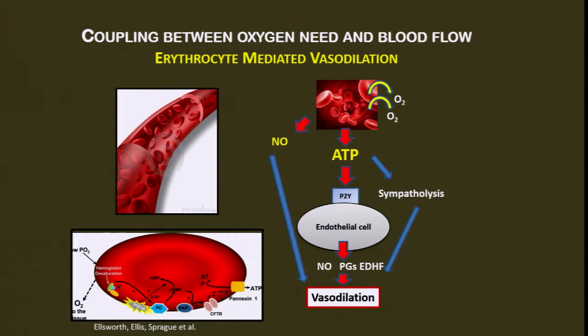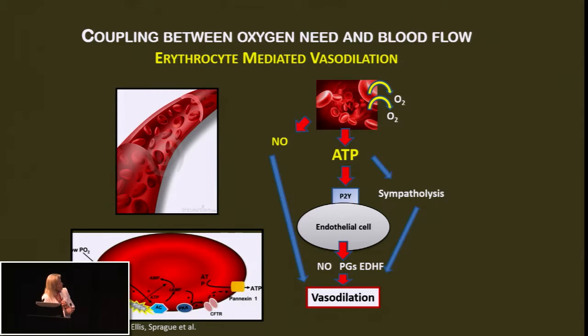And the theory says that when the red blood cells pass through the microvessels and the capillaries, oxygen, of course, is offloaded. This leads to probably a conformational change in the hemoglobin, causing release of the vasodilator nitric oxide, which can induce vasodilation, and release of ATP, which acts on a purinergic receptor on the endothelium, causing NO and prostaglandin formation. ATP can also be sympatholytic, so we have two ways by which ATP can induce vasodilation.